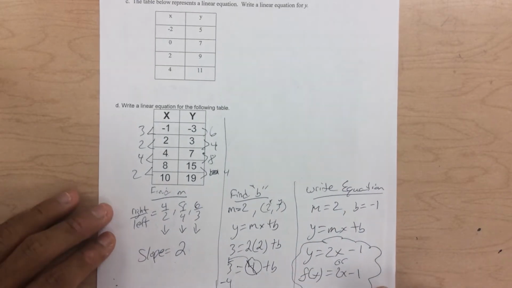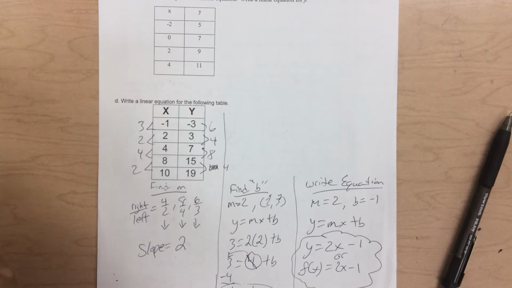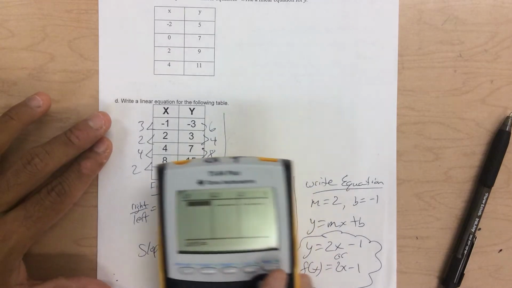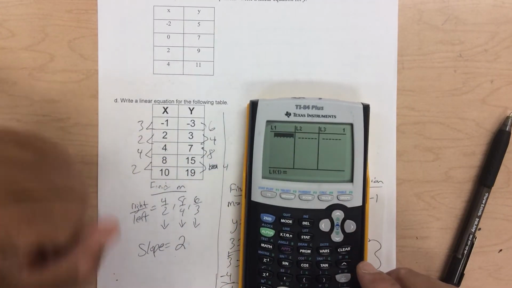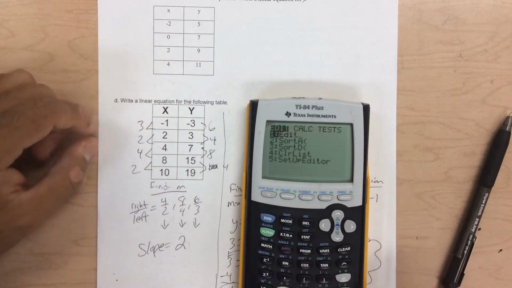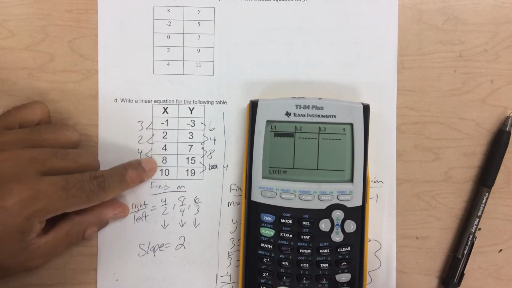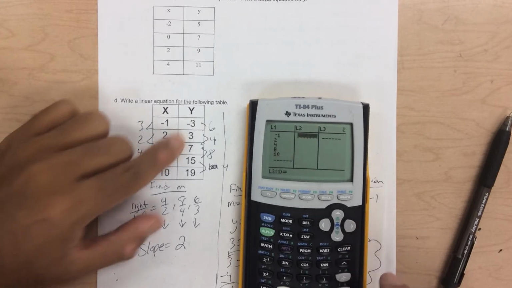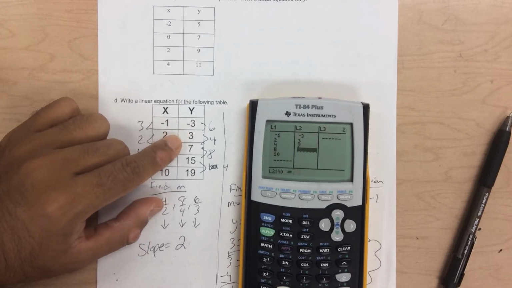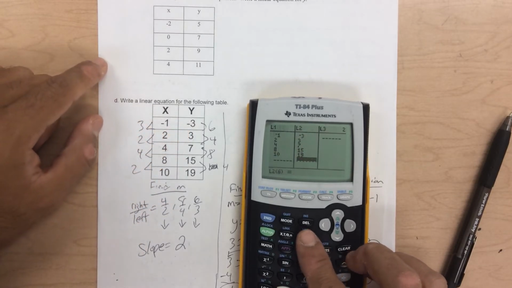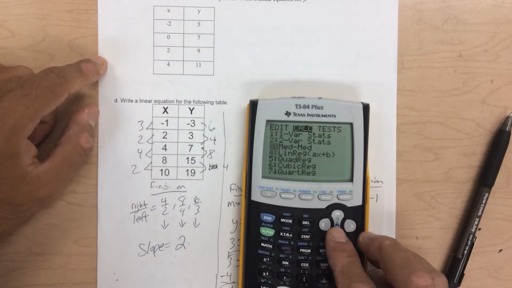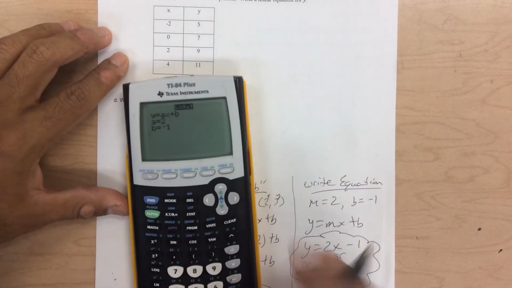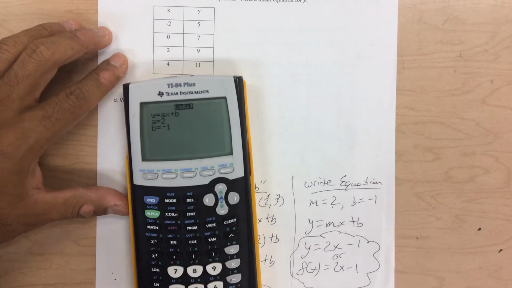Now, what we did do was use our calculator to check our work. So that's what I'm going to do now. I'm going to take the moment to type in my table and see if I get the same equation. So remember, you go to Stat, Edit, then the first column is your x's, so you will do negative 1, 2, 4, 8, 10. The other one is negative 3, 3, 7, 15, 19. Then you go to Stat, scroll over to Calculate, and then Line Regression, and click Enter 5 times. So they're saying that my A or my M is 2, and my B is negative 1, so that's correct.